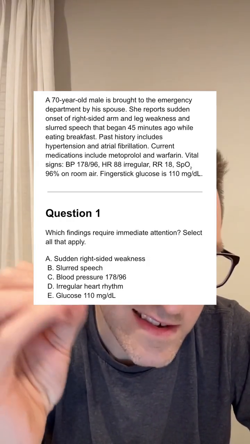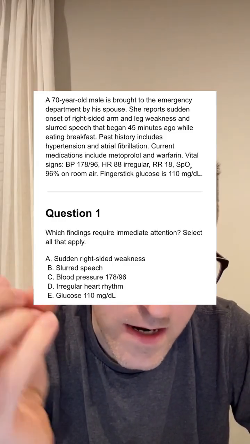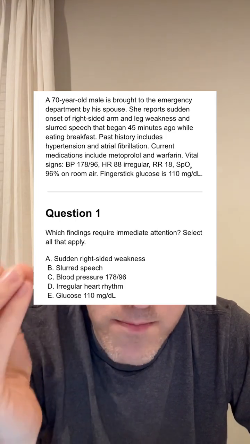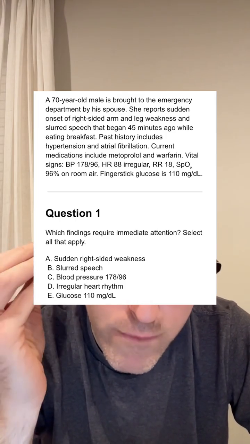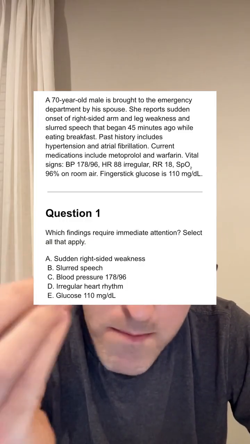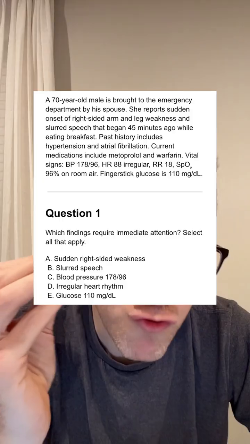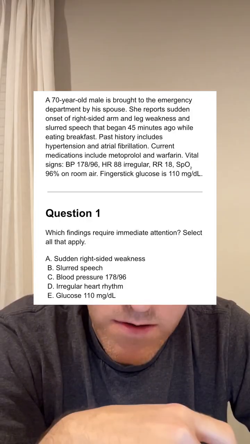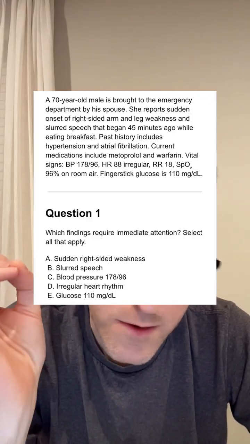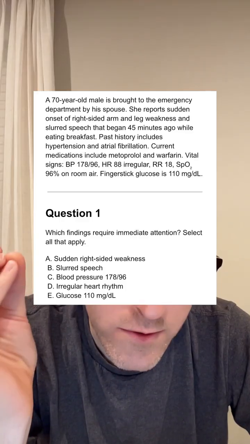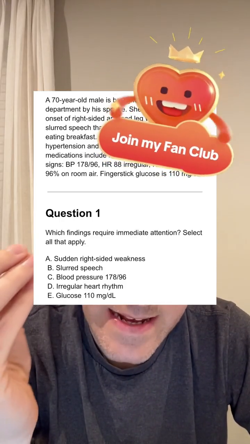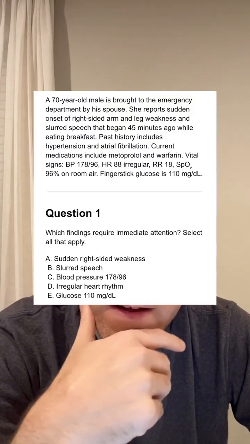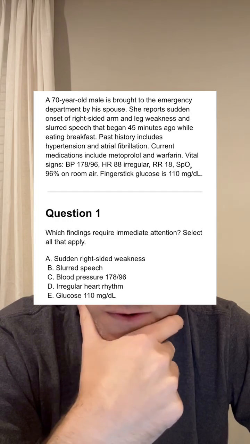All right, so with C, elevated BP is common and often expected in an acute stroke. All right, it's their body trying to maintain cerebral perfusion. It is not the most urgent finding unless extremely high or accompanied by other complications. The reason E is wrong is because a normal glucose rules out hypoglycemia, because that can often mimic a stroke itself and is reversible.